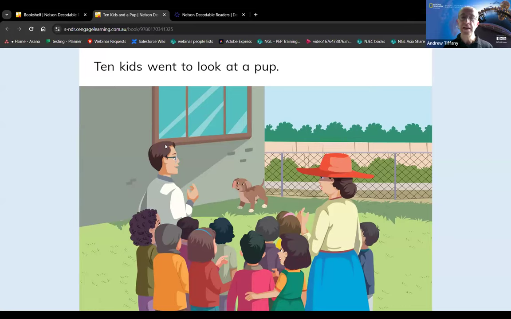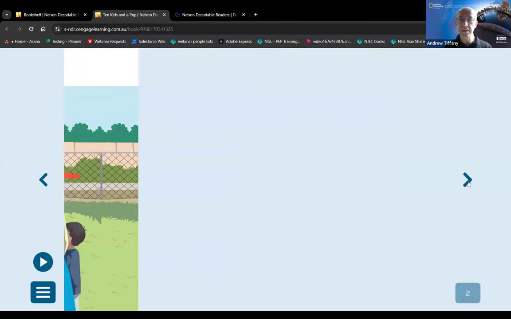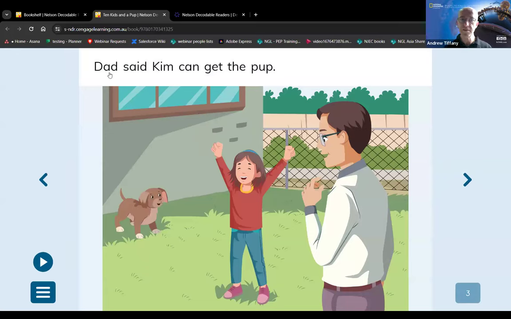Very good. One thing you might find, and we'll talk about this in a minute, is after a while the kids are not looking at the page and they're just saying, oh, 10 kids went to look at a pup, because they know the story. We'll talk about some ways to deal with that, but I want your ideas too. Okay. Let's look at another one. Let's look at this one.